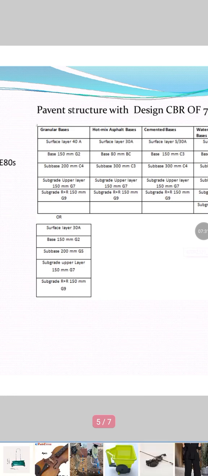For granular bases, we find that we can use a surface layer of 40A, base 150 millimeter G2, sub base 200 millimeter G5, subgrade upper layer 150 millimeter G7, subgrade rip and recompact 150 millimeter G9, or we can use a surface layer of 30A, base 150 millimeter G4, sub base 200 millimeter G5, subgrade upper layer 150 millimeter G7, or subgrade rip and recompact 150 millimeter G9.